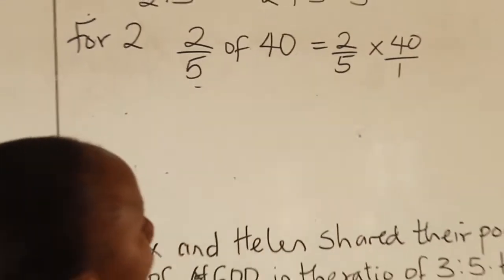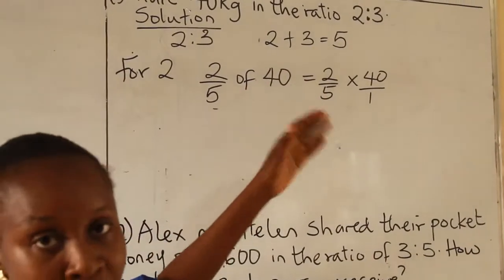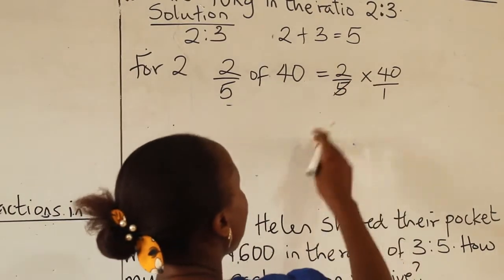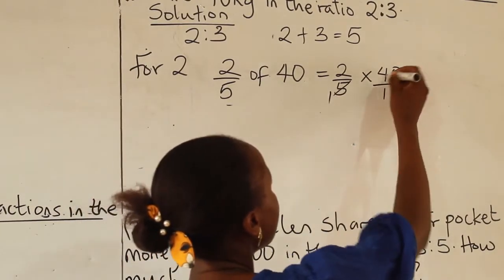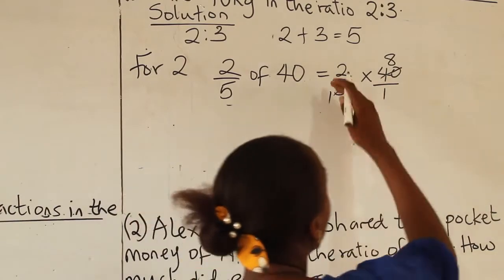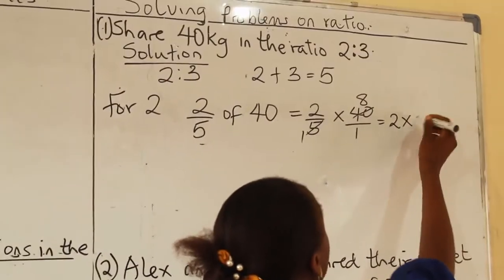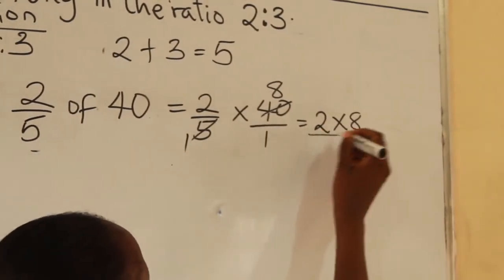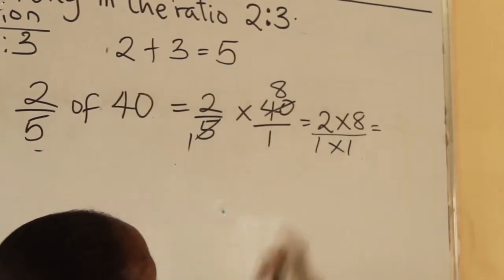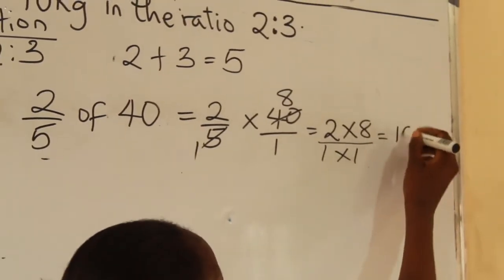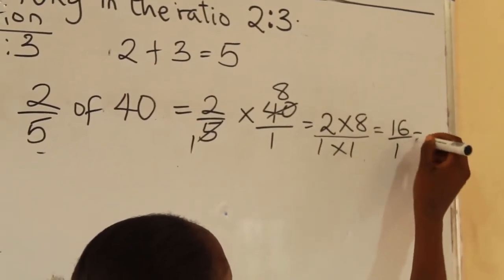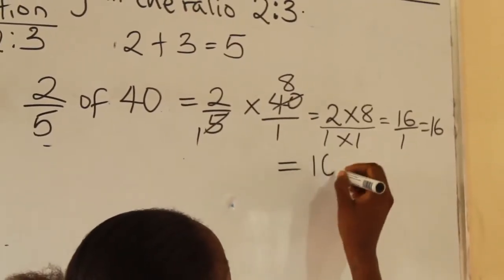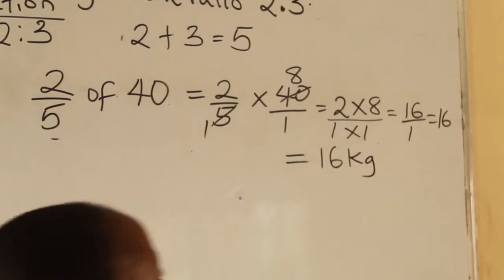And if you look carefully, you realize that 40 can be divided by 5, so we can reduce that to its lowest term. 5 divided by 5, 1. 40 divided by 5 is 8. And 2 times 8 over 1 times 1. 2 times 8 is 16. 1 times 1 is 1. And that will give us 16. So our final answer is 16 kilogram.